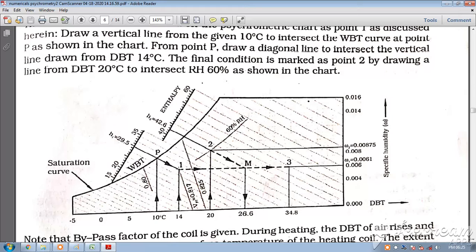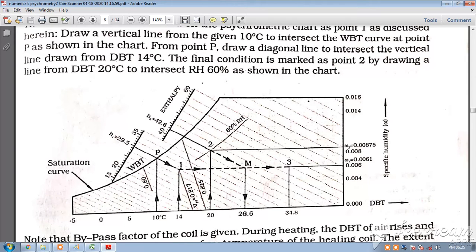Now for the second point, they have given the dry bulb temperature as 20 degrees centigrade and relative humidity as 60%. So this entire vertical line is the dry bulb temperature of 20 degrees centigrade, and wherever the 60% relative humidity line cuts this 20 degrees dry bulb temperature line, that is the indoor condition required, point 2. Now this is point 1 and this is point 2. We have to go from point 1 to point 2. For that we will do some sensible heating, and then we will do adiabatic humidification.